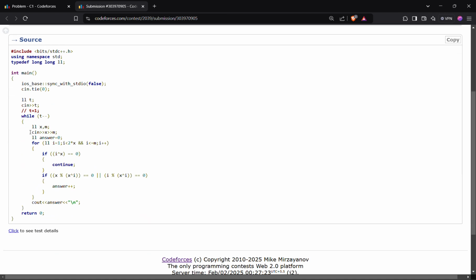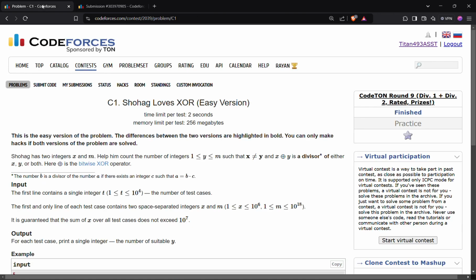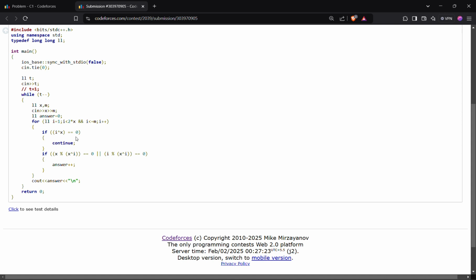It's a pretty short code, easy to follow and understand. Input, and then initializing the answer, and take note that this i is basically y. y goes from 1 to the minimum of 2 star x and m, y plus plus. If y XOR x is equal to 0, then they are both equal, so we don't want that. In that case we'll continue.